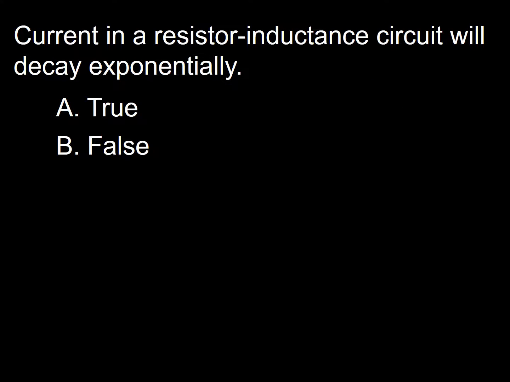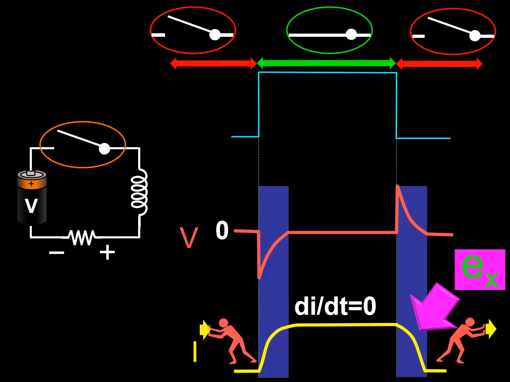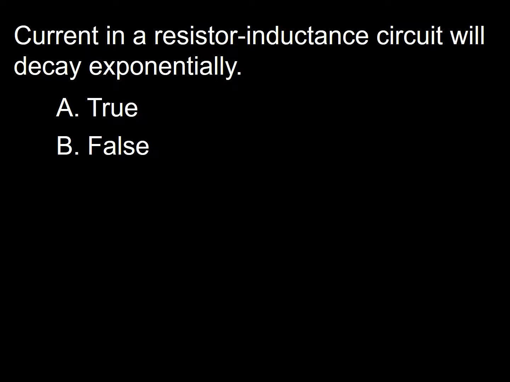Next question. Current in a resistor inductance circuit will decay exponentially. Current in a resistor inductance circuit will increase exponentially and decay in the same fashion. So the answer to this question is true.